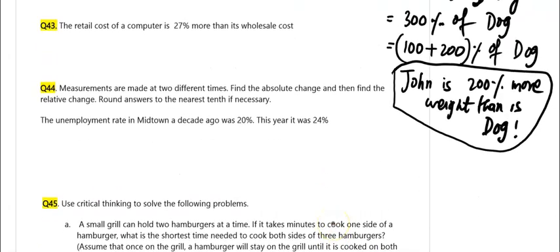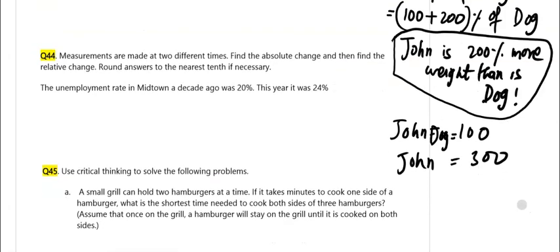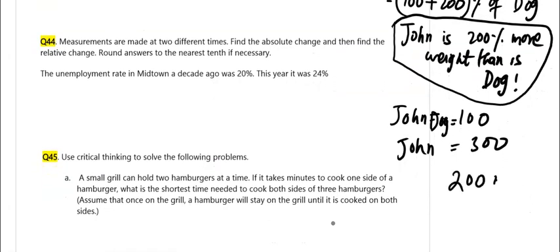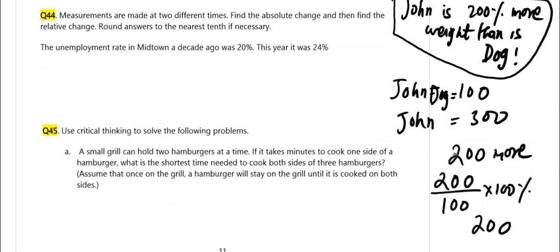We can see it this way. Let's say John's dog weight is 100. John's weight must be what? 300, right? So how much more? This is going to be 200 more. So 200 is the difference between John and John's dog, divided by the dog's weight, 100, times 100%. That means it's going to be 200%. So we can say that John is 200% more weight than his dog.